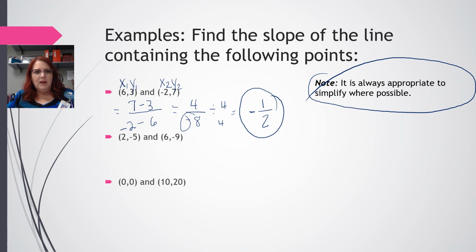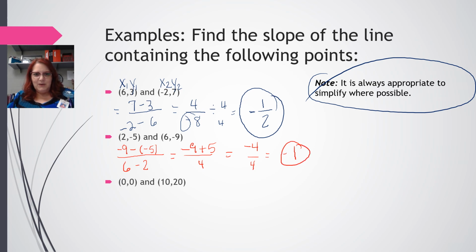On this one, I'm going to take x2, I'm going to make that negative 9, minus negative 5. And then in the denominator, I'll have 6 minus 2. So remember, we're going to work the numerator first and then the denominator. So negative 9 minus negative 5 is the same thing as negative 9 plus 5, which is going to give us negative 4 in the numerator. And 6 minus 2 is 4. And if we simplify that, we get negative 1.